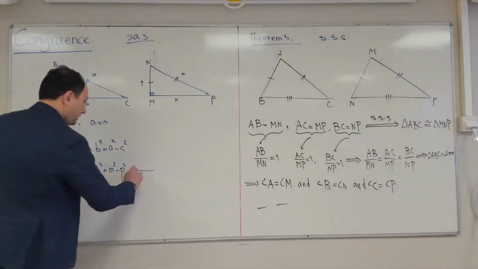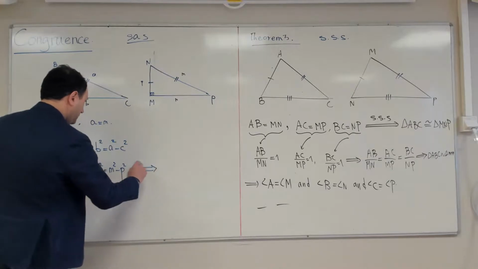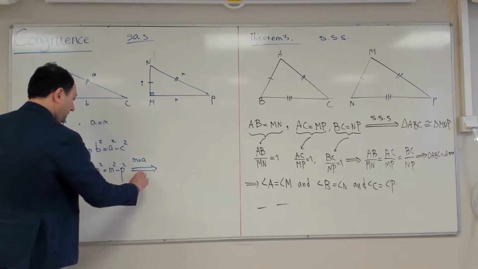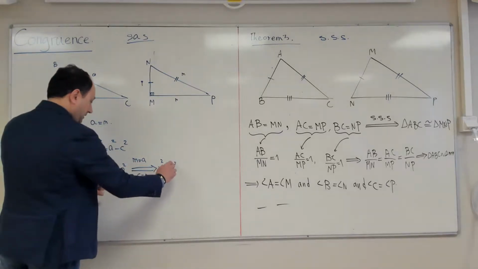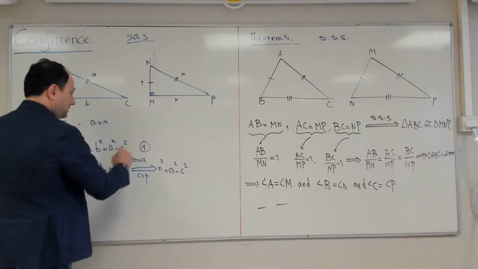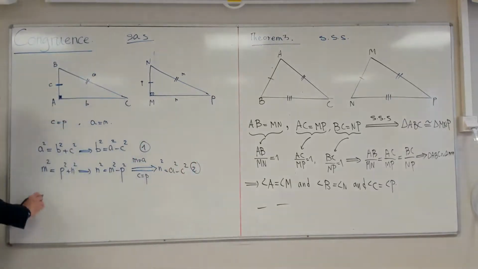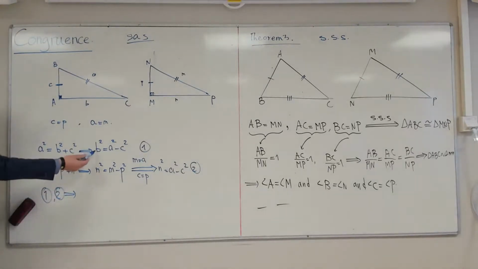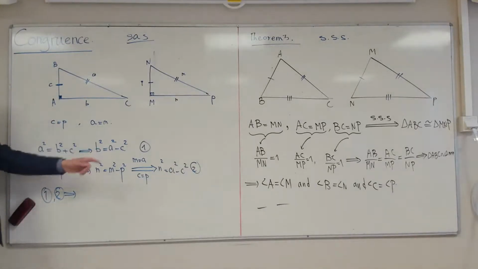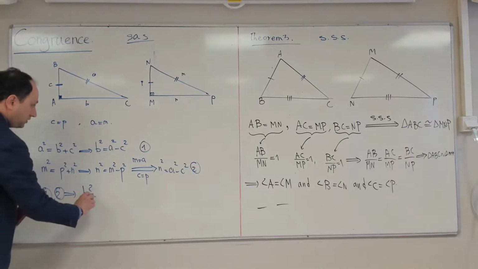So let me write it here. This implies that because m is equal to a and c is equal to p, I can write n squared is equal to, instead of m, I put a, instead of p, I put c. Now what happens, it's very nice. Let us call this number 1, number 2. If I compare number 1 and number 2, what can I conclude? This tells me b squared is equal to a squared minus c squared. This tells me n squared is equal to a squared minus c squared. So it means that b squared and n squared should be equal. So b squared is equal to n squared.